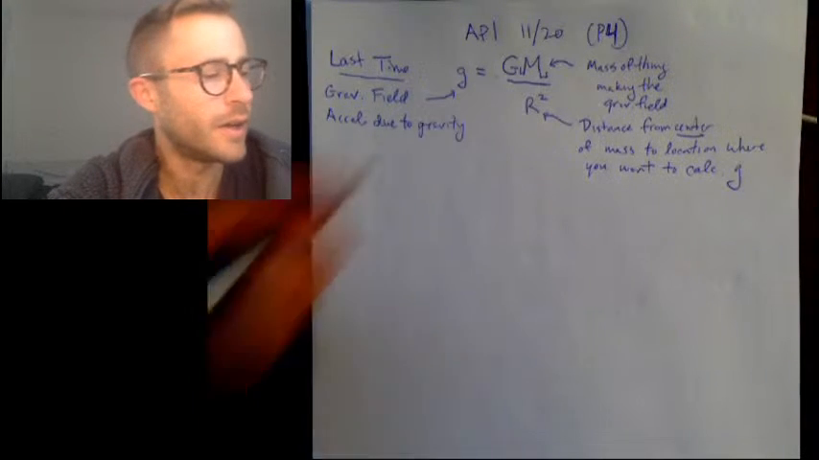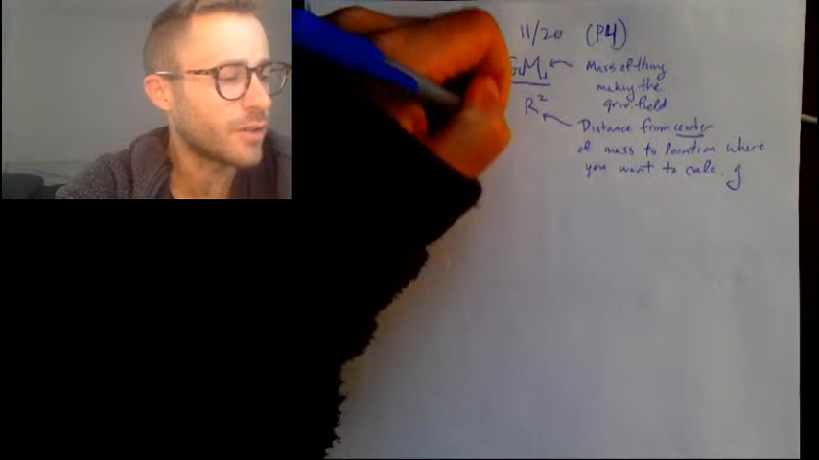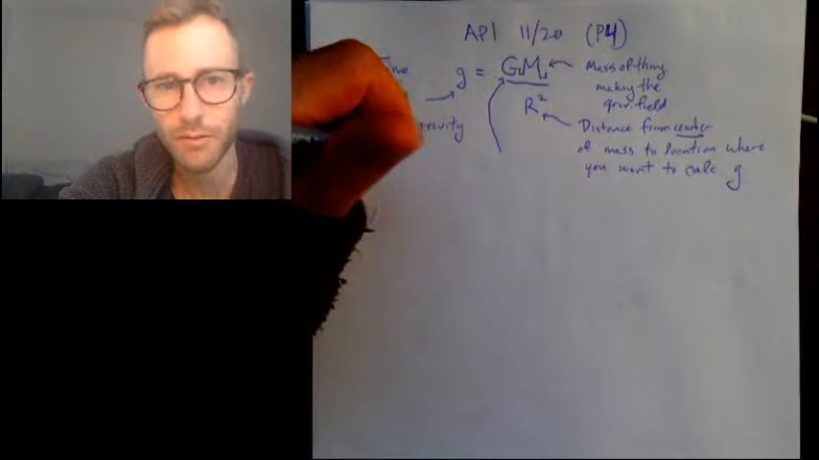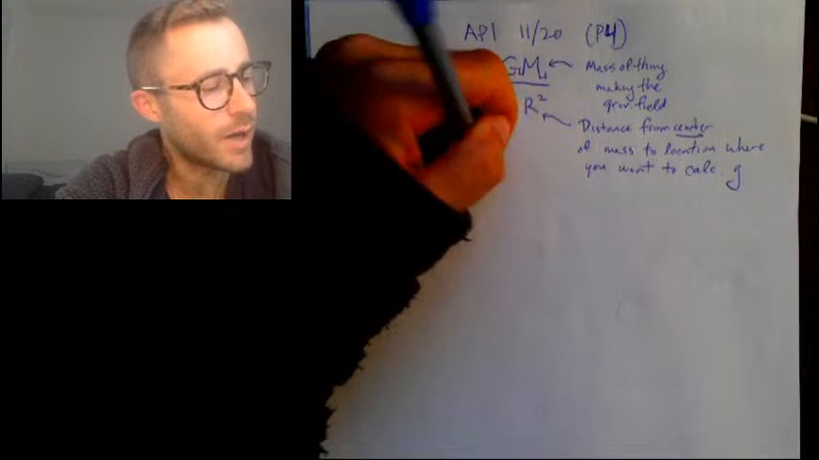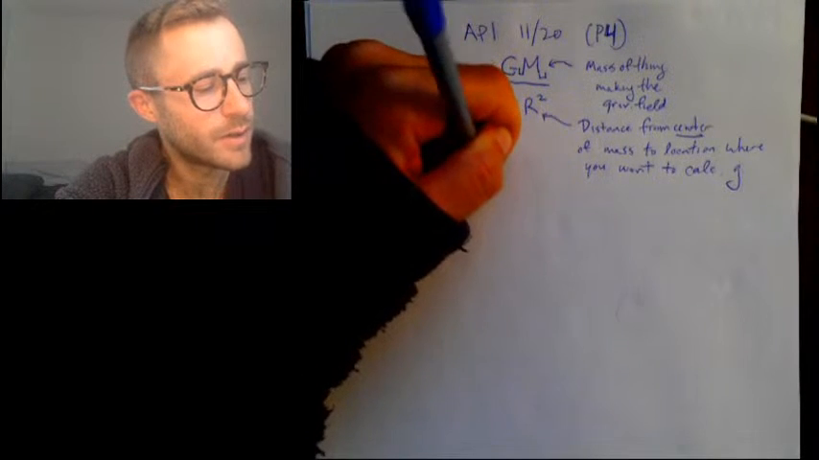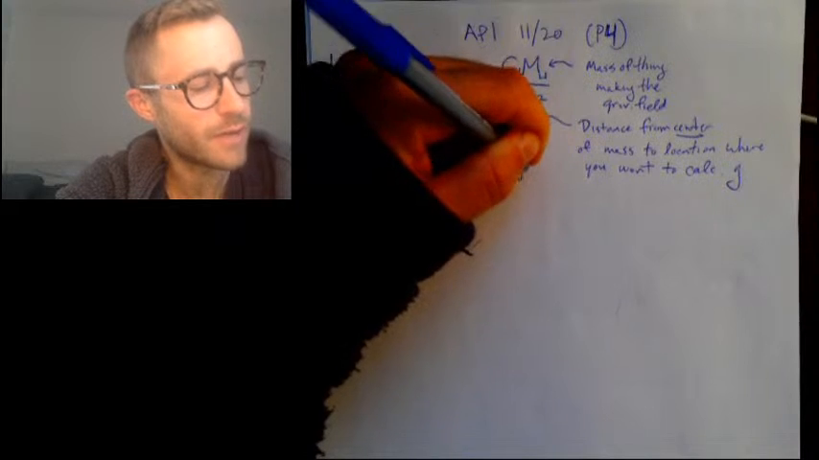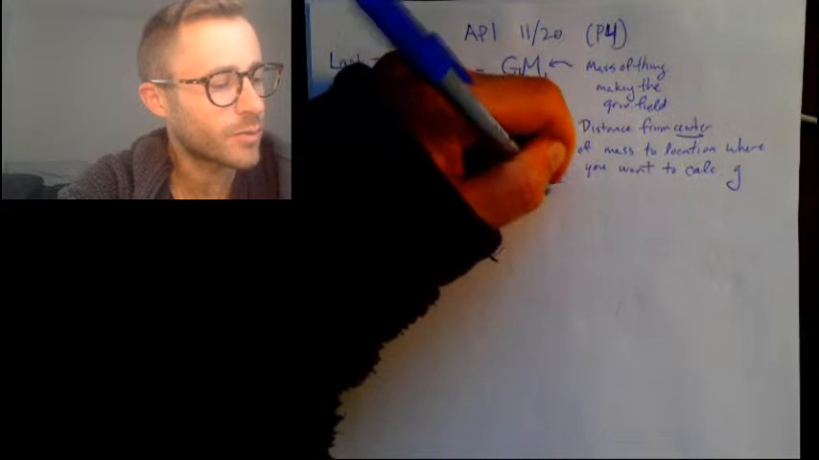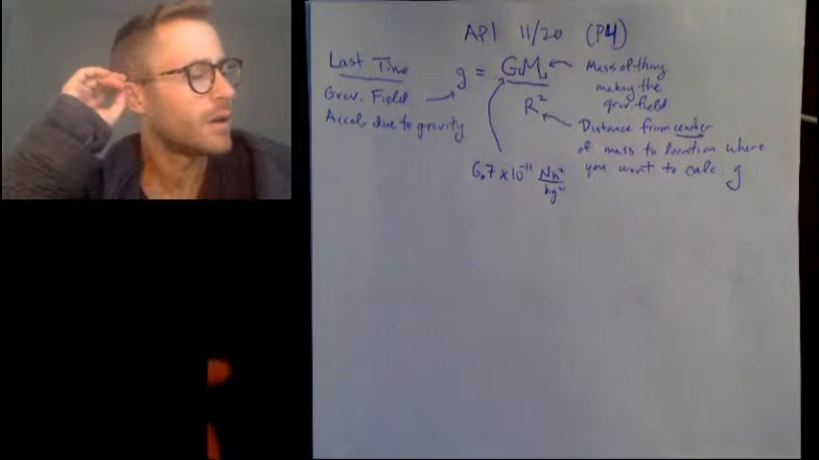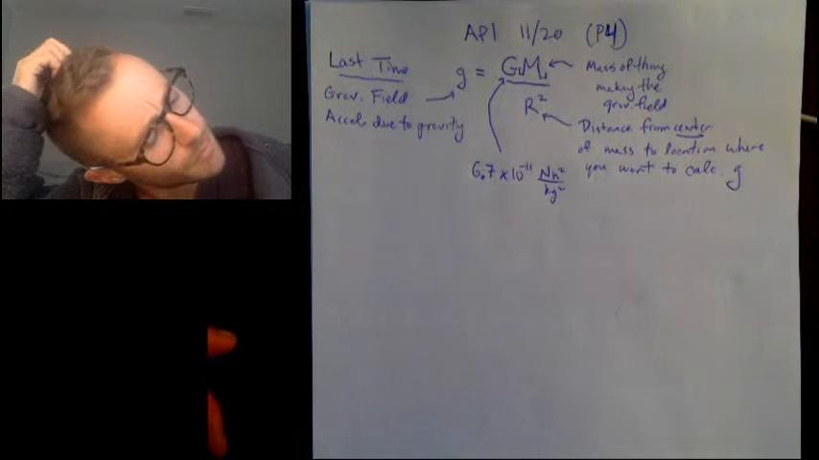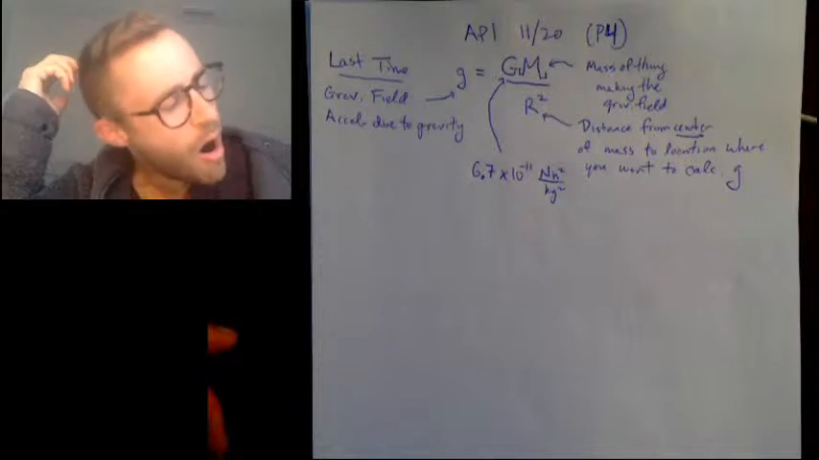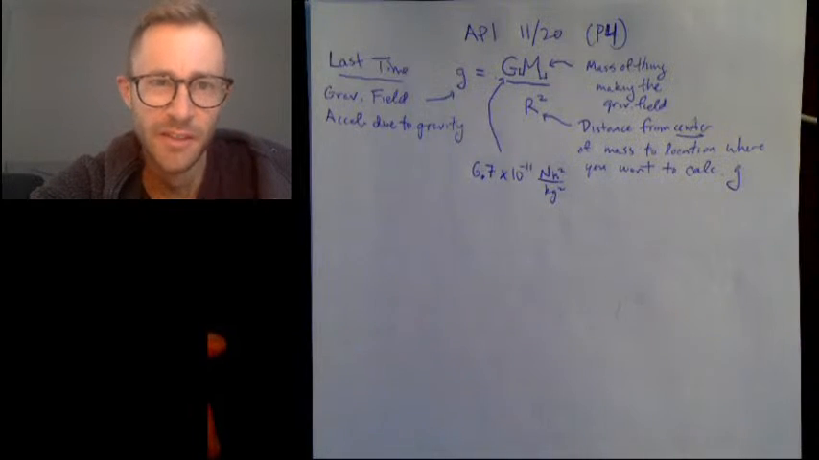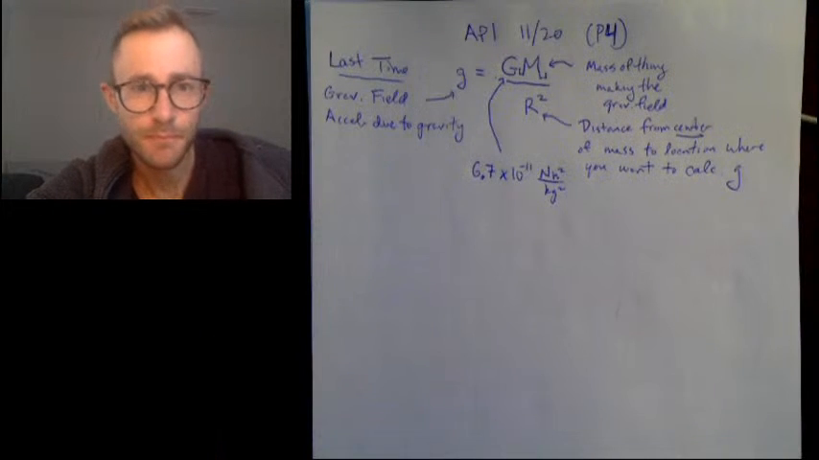And then big G is a constant of nature. It's called the universal gravitation constant, and its value is 6.7 times 10 to the negative 11 Newton meters squared per kilogram squared. Okay? So that's going to be the same in every problem.